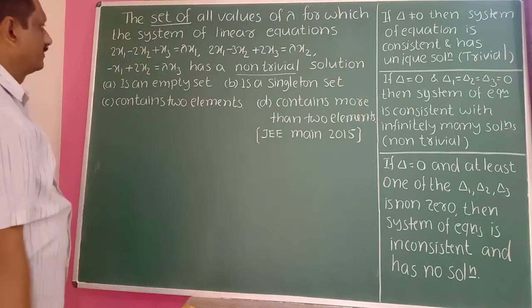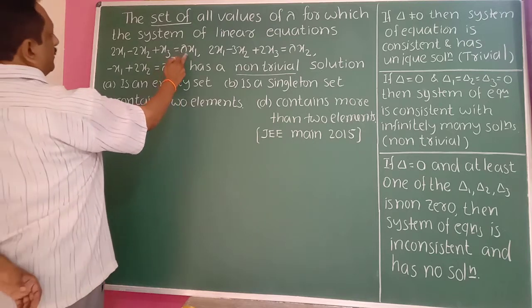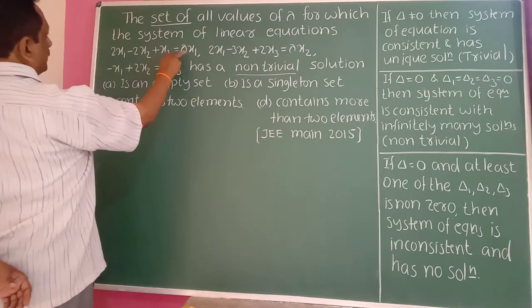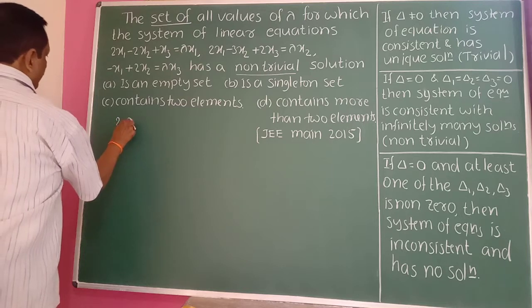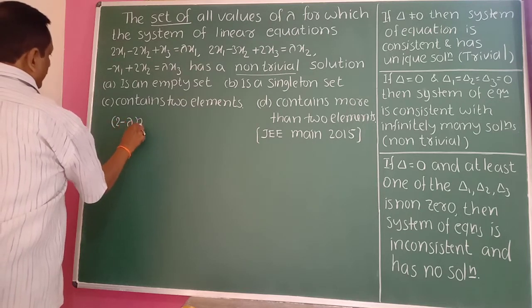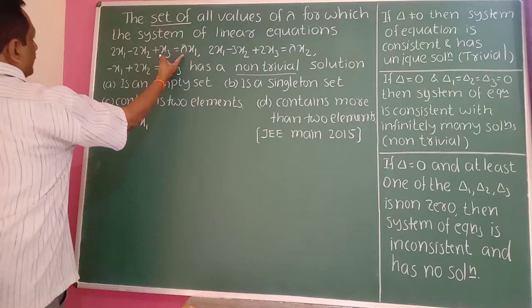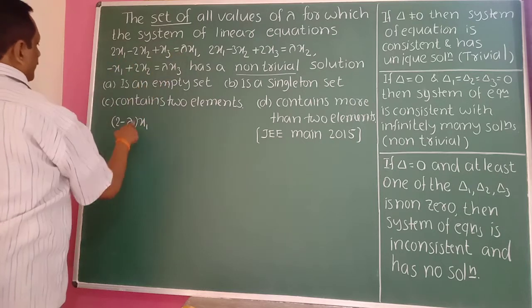That is important here. Take this lambda x1 left side here. Here x1 is the common factor here. Therefore 2 minus lambda into x1 here. Take this lambda x1 left side here. X1 is the common factor.